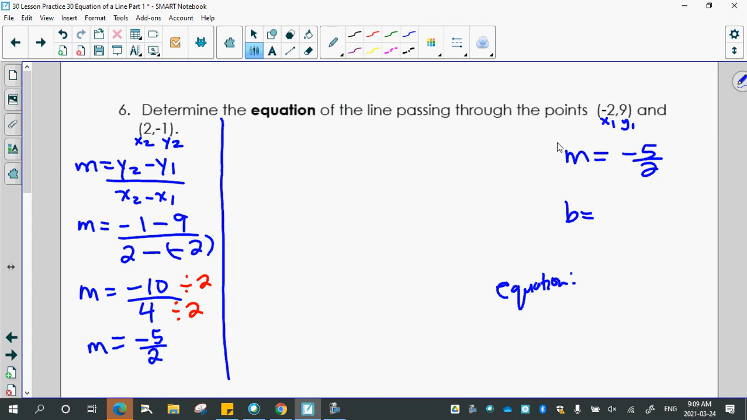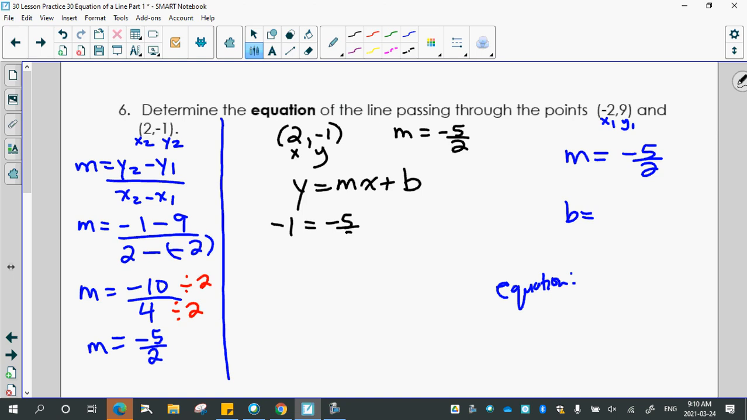All right, now we're going to find b. So we choose one of these 2 points. It doesn't matter which one. Okay, I'm going to choose 2, -1. Numbers are nice and small. For my x and y, you may have chosen -2, 9. Doesn't matter. We'll get the same answer. And our slope is -5/2. So I'm going to use y equals mx plus b. And for me, my y is going to be -1, and x is going to be 2.